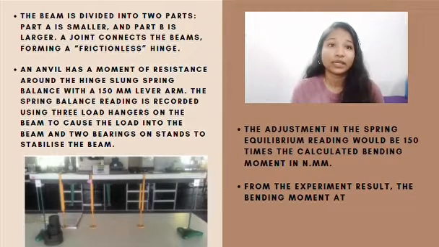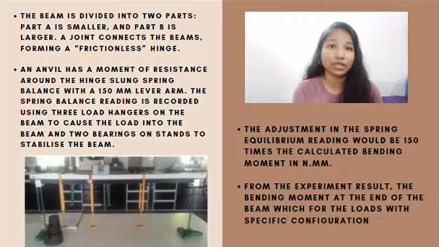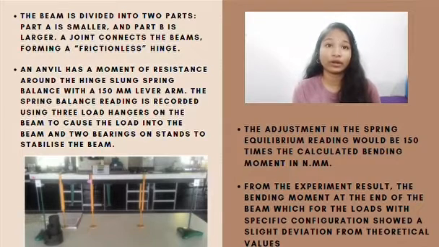The spring balance reading is recorded while 3 load hangers on the beam apply the load to the beam, and 2 bearings on stands stabilize the beam. The adjustment in the spring equilibrium reading will be 150 times the calculated bending moment in Newton millimeters. From the experiment result, the bending moment at the end of the beam, for the loads with the specific configuration, showed a slight deviation from theoretical values.